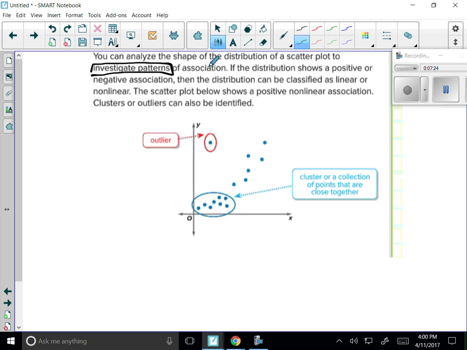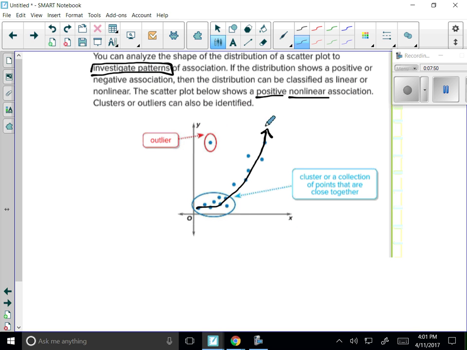Let's go ahead and start with the points themselves. So notice that none of them are connected. They're just kind of right here. And if you want to try and draw a line through it, we probably could try, but it's going to be a curved line. A curved line tells me it will be nonlinear. Now, this arrow is going up and to the right, which tells me it is a positive association.